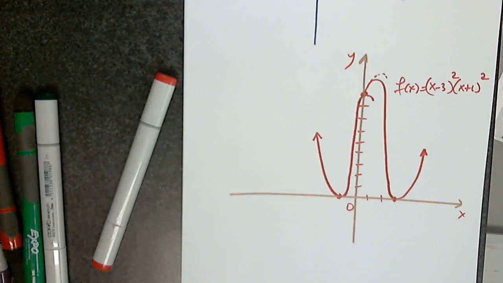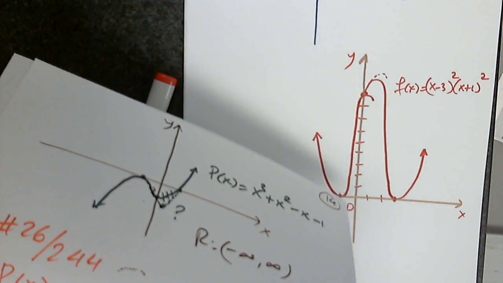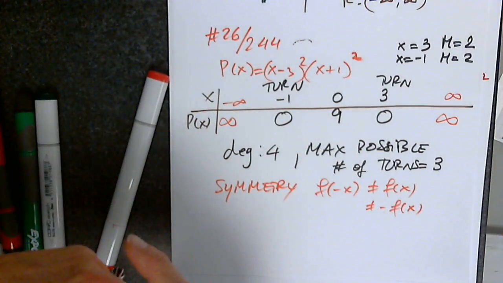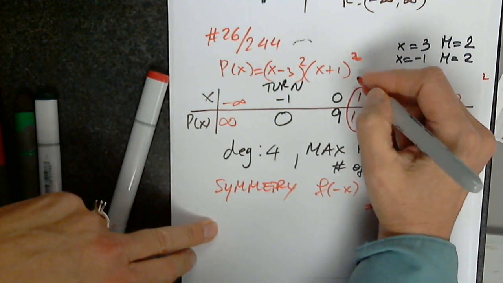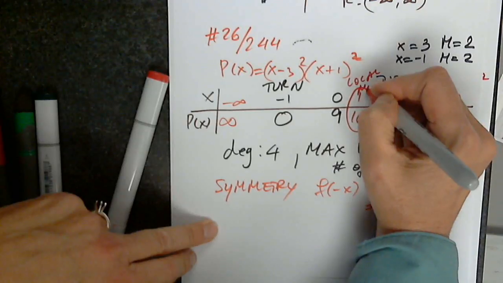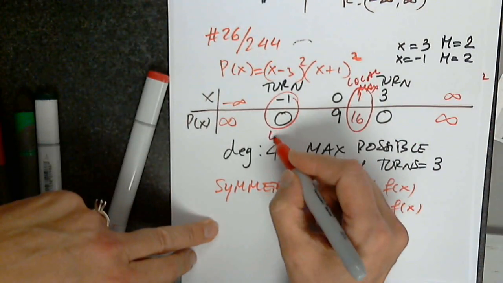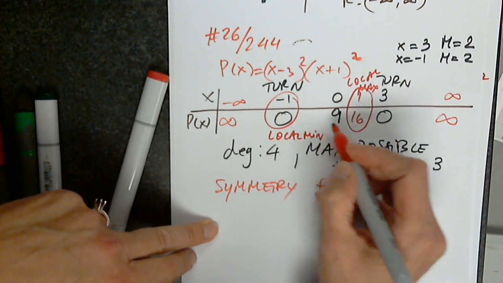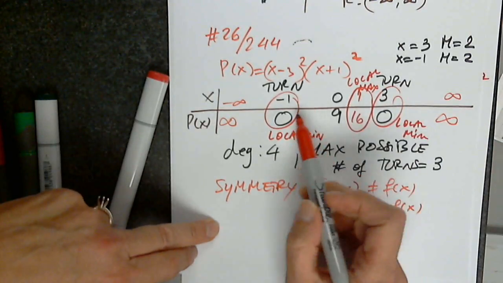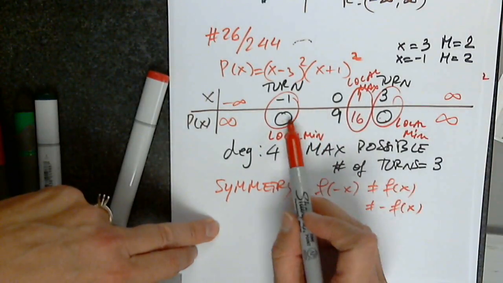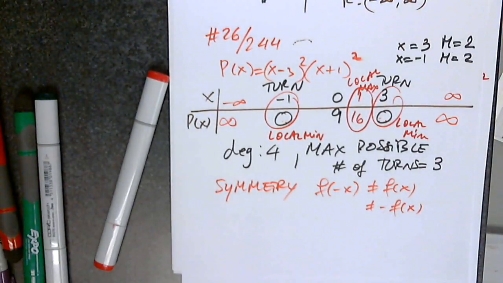So now I can go back, correct my graph, and say 1, 16 is the local max, and this is a local min, and this is a local min, and also these two are global or absolute min. There is nothing lower than 0 for this function.